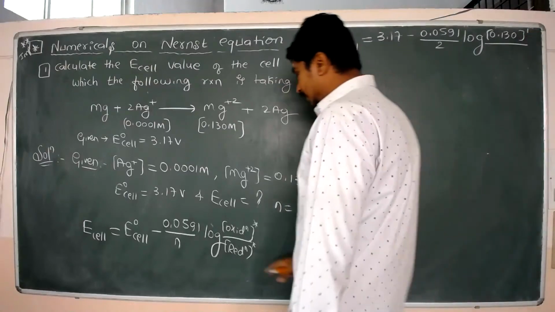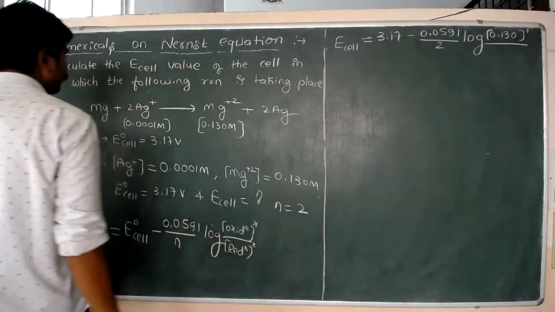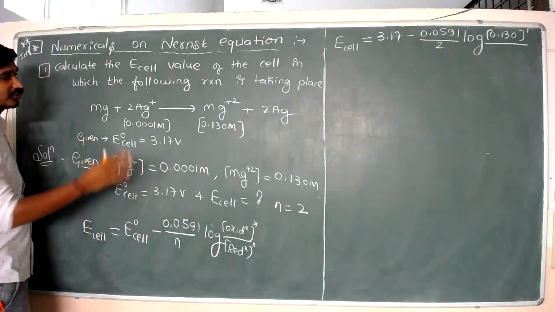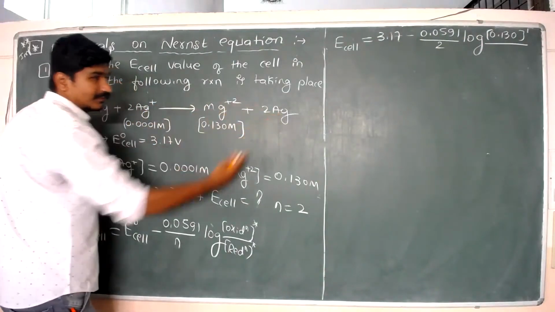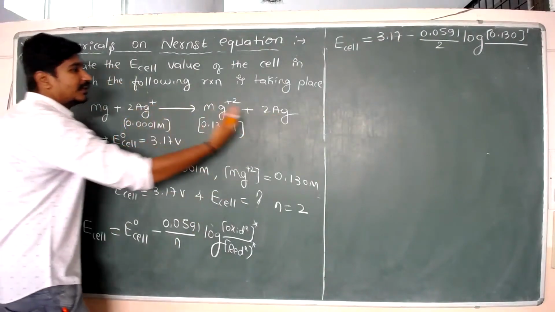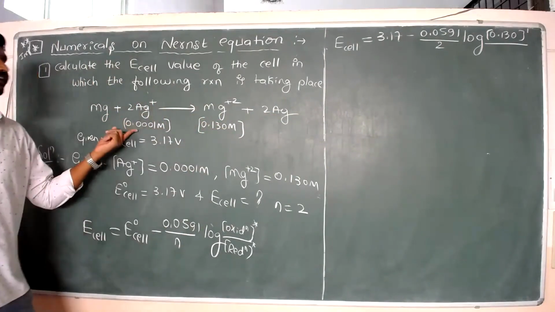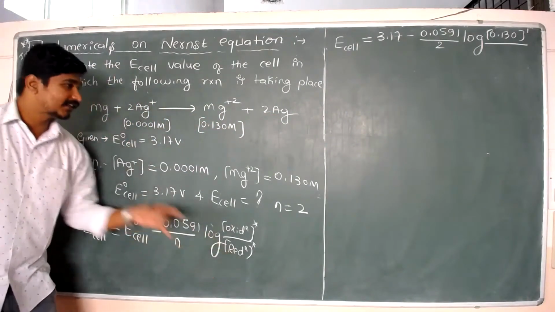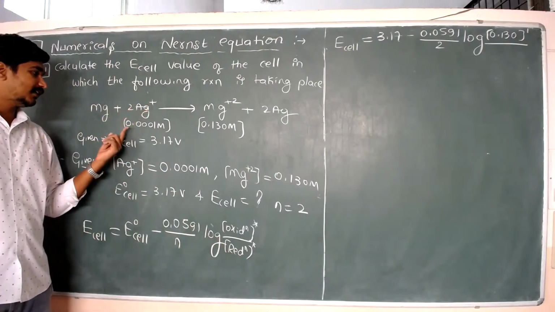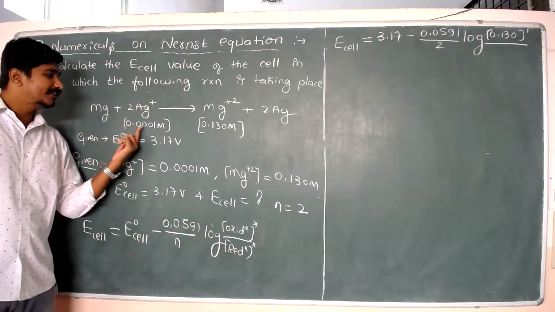Right. Next, here reduction. Which element is undergoing reduction? Which metal is undergoing reduction? Here Ag plus to Ag. Correct? Ag plus is converted into Ag. That is gain of electron. Ag is undergoing reduction. Reduction means reactant. Which is the reactant here? Ag plus. Correct? Therefore, what is the concentration?